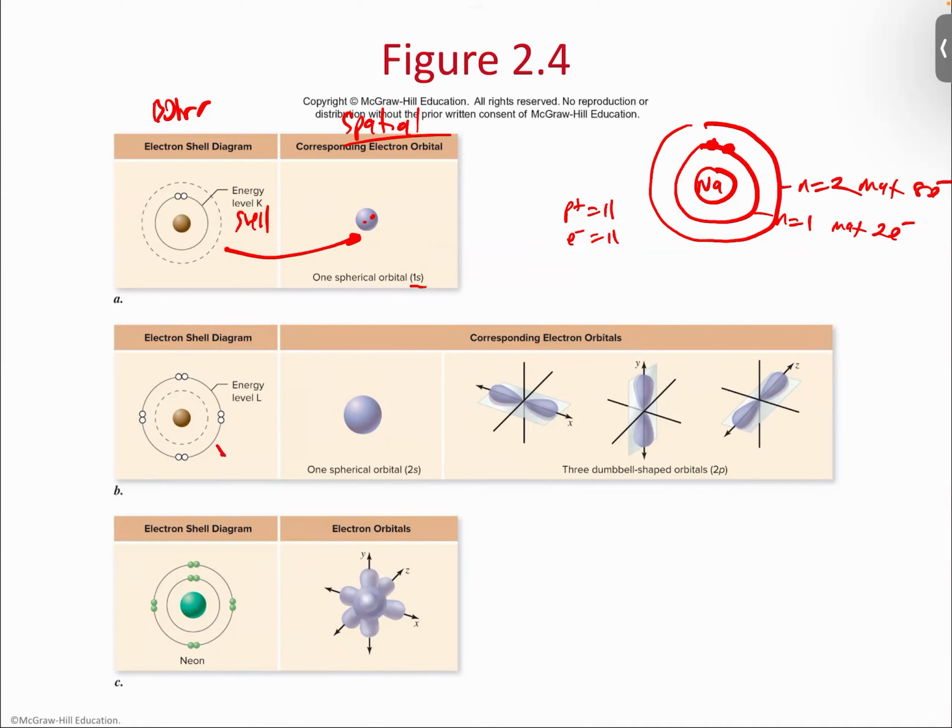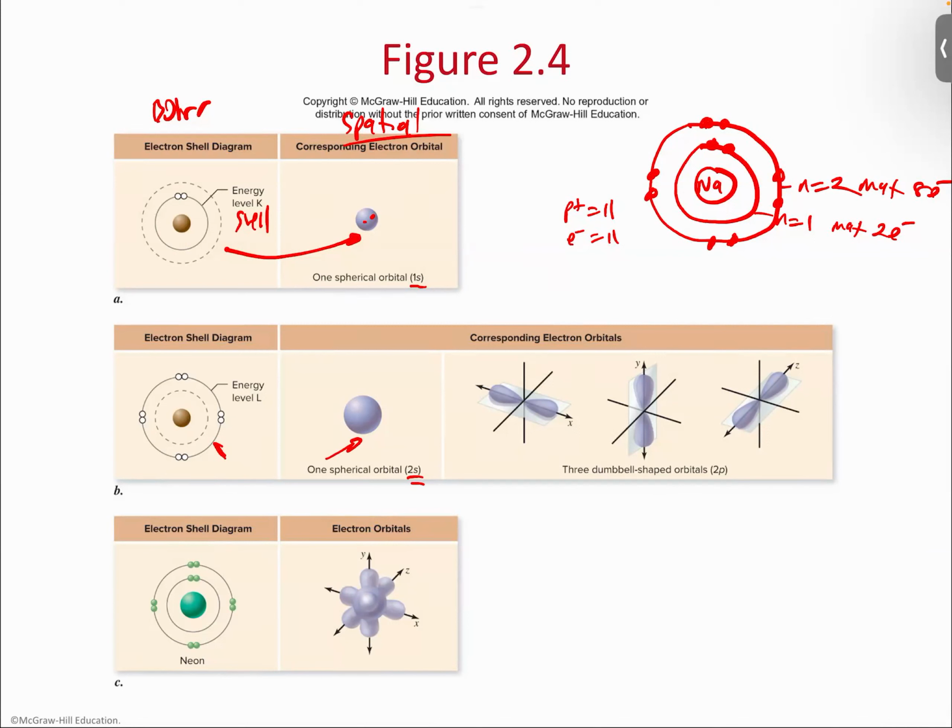So here you can see we've opened up another shell and we've dropped in some electrons. So I'm going to basically put 1, 2, 3, 4, 5, 6, 7, 8. So there's my 8. I filled up that shell. Now let's take a look at this. What are the orbitals in the second shell? Well, the second shell also has a spherical one. So that's 2s, right? But notice that sphere is a little bit bigger than 1s.